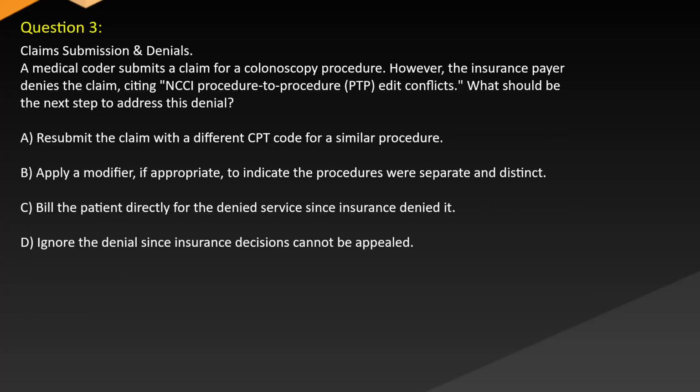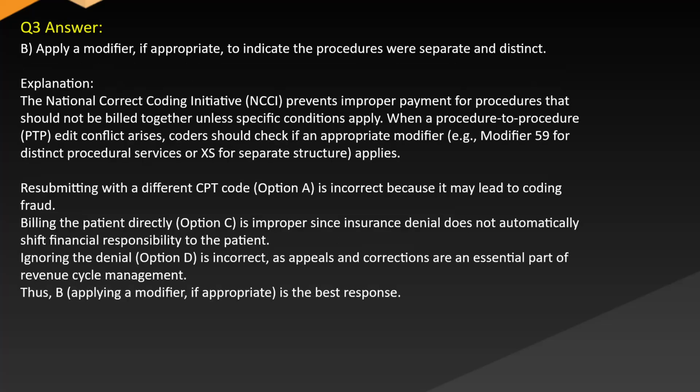Claim submission and denials. A medical coder submits a claim for a colonoscopy procedure. However, the insurance payer denies the claim, citing procedure-to-procedure, PTP, edit conflicts. What should be the next step to address this denial? A. Resubmit the claim with a different CPT code for a similar procedure. B. Apply a modifier if appropriate to indicate the procedures were separate and distinct. C. Bill the patient directly for the denied service since insurance denied it. D. Ignore the denial since insurance decisions cannot be appealed. Answer. B. Apply a modifier if appropriate to indicate the procedures were separate and distinct.